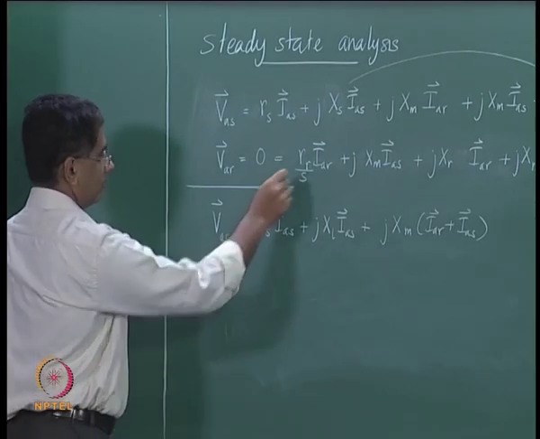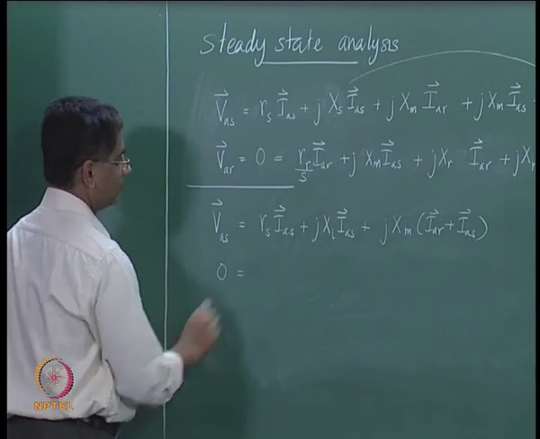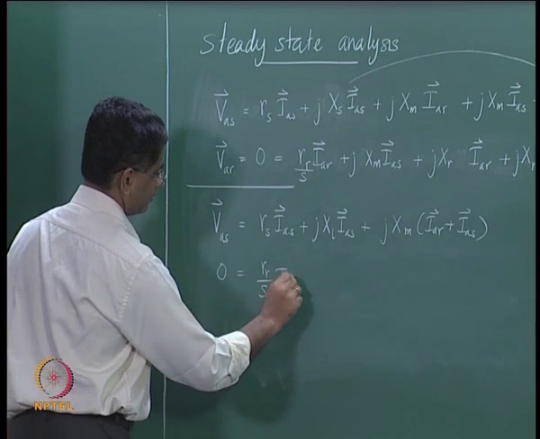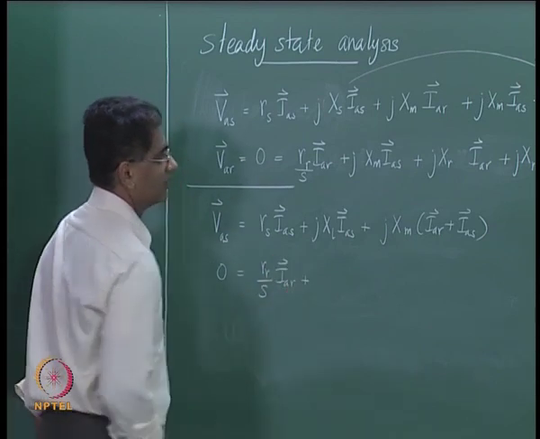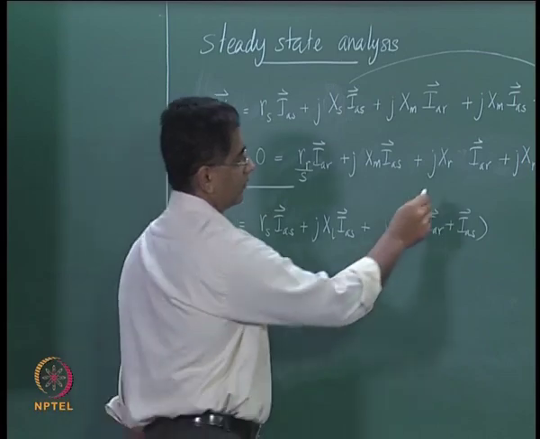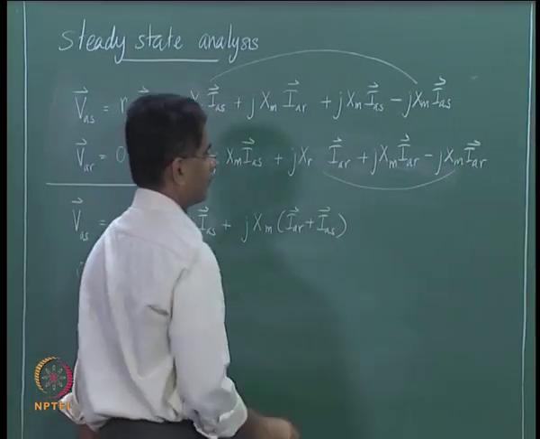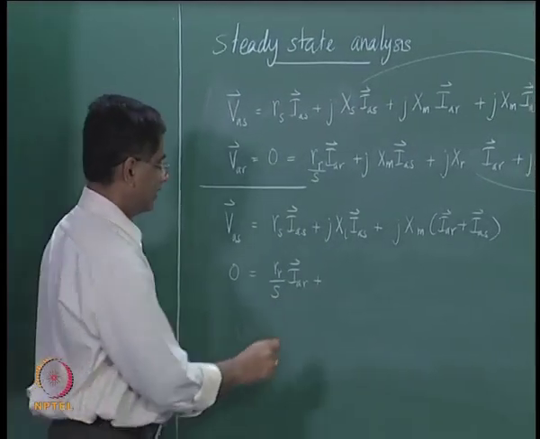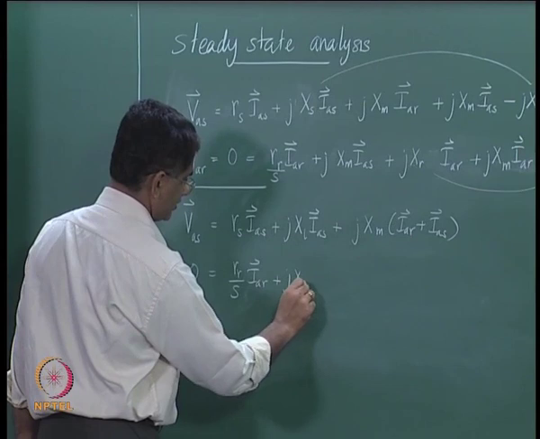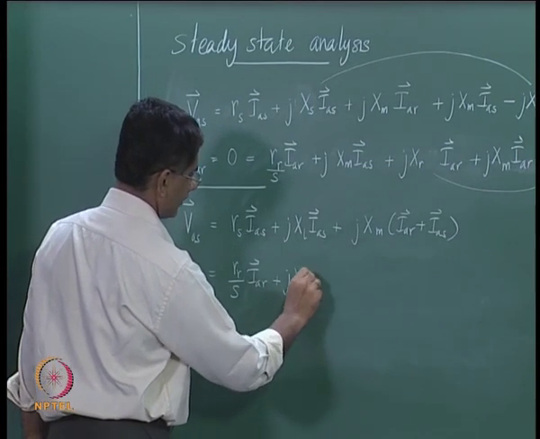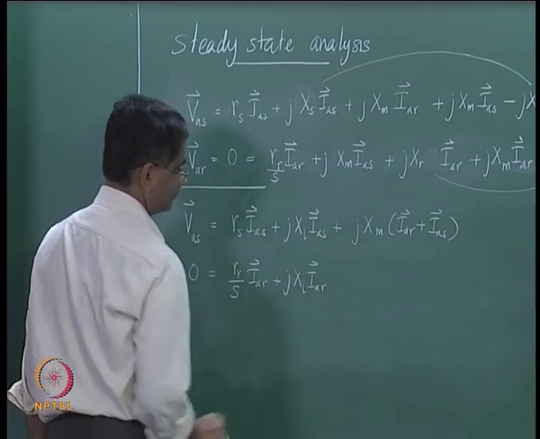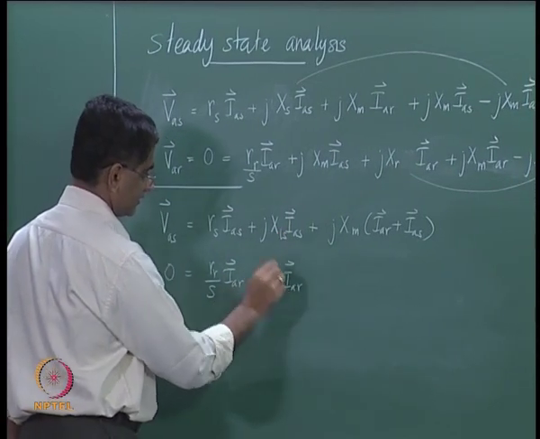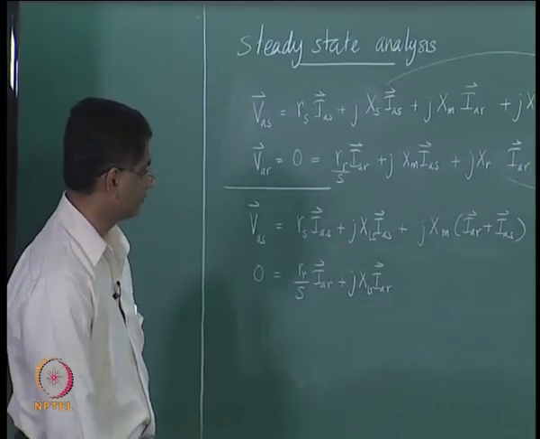and in the second term 0 is equal to RR by S into IAR plus, similarly here if you look at these two terms, XR minus XM would be the leakage inductance, and therefore J times XL into IAR. XL is, this is XLS, this is XLR, leakage inductance of the rotor.